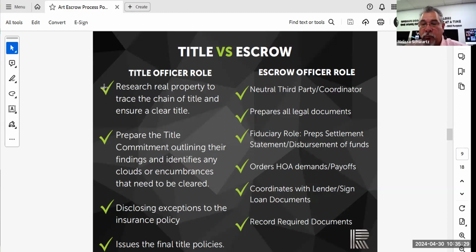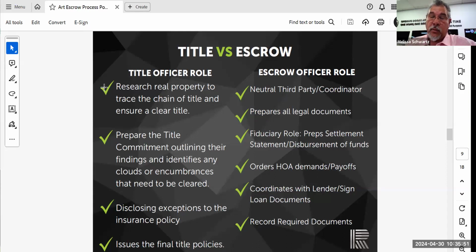As far as the escrow officer role, it is our role to be the neutral third party, the coordinator of everything. Again, we prepare all legal documents. Our fiduciary role is to prepare settlement statements and disbursement of funds. Order homeowner association payoff, coordinate lender signing loan documents as well as the seller. We coordinate the buyer and the seller signing.